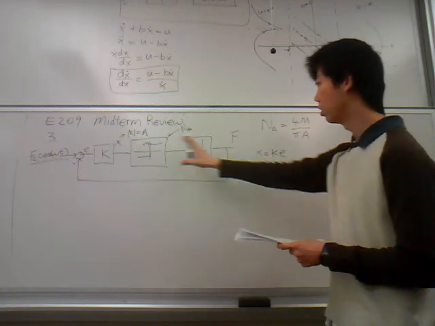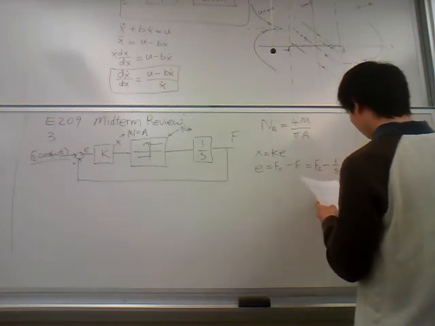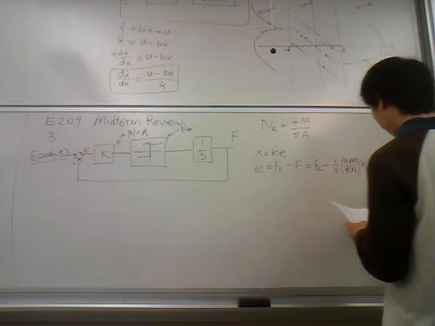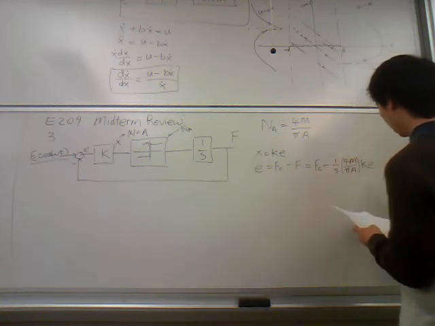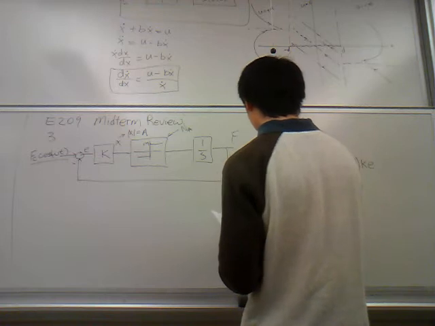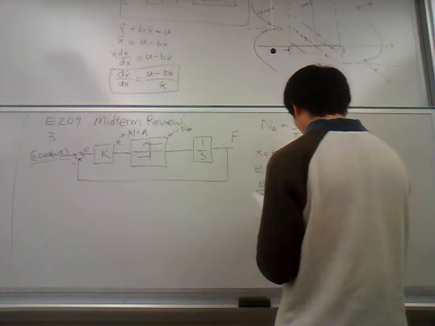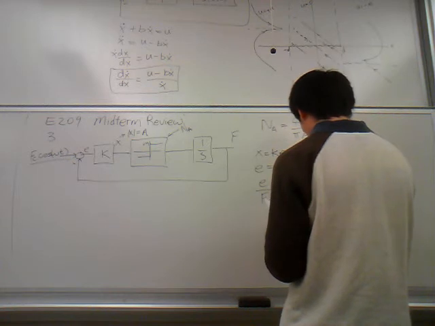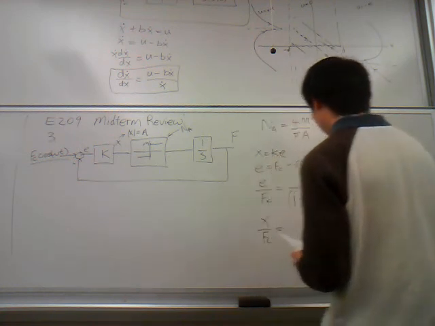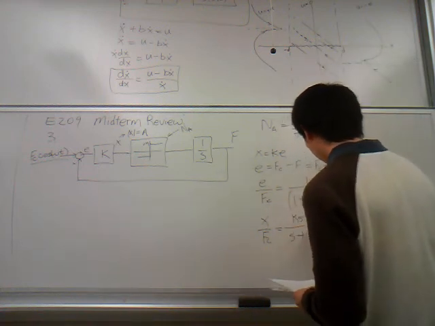But F is this stuff, so it's FC minus 1 over S, 4M over pi A plus K. That's E. So E over C is 1 over 1 plus 4 over pi A plus K. So X over C is, I can move the S around, so I get KS over S plus 4.